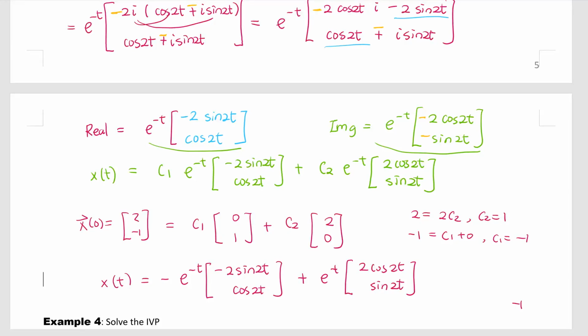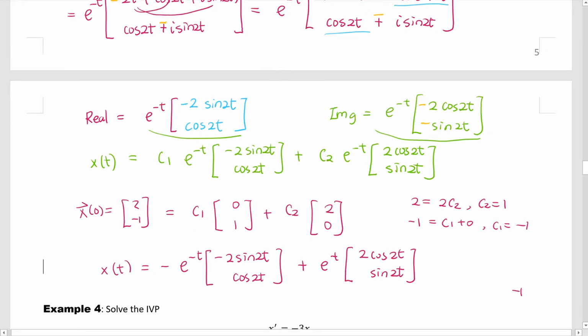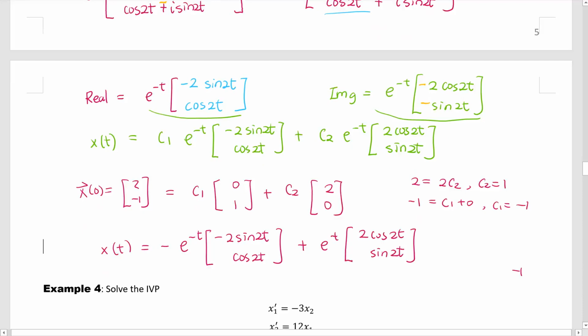Alright. You might have questions. Are those solutions really linearly independent? Well, you can always check by computing the Wronskian. Yeah, we can do that. So do you remember how to compute the Wronskian?